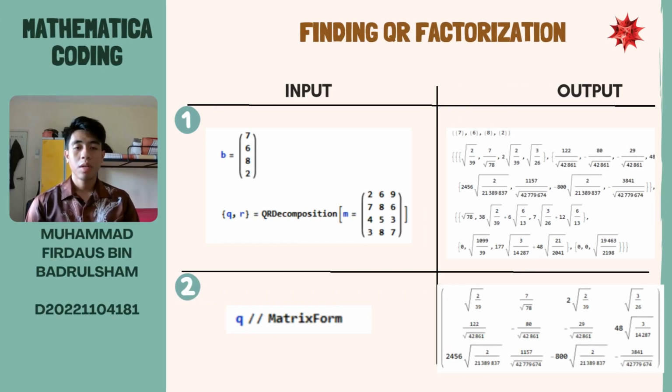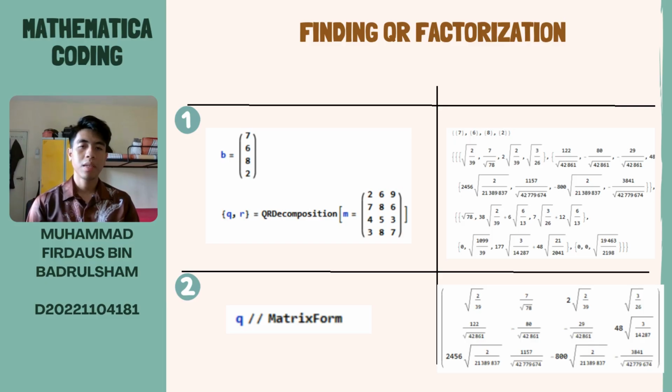Assalamualaikum warahmatullahi wabarakatuh. My name is Muhammad Firas bin Badrusham. So my part is finding the QR factorization. To begin, I define the vector B and the coefficient matrix M. This is an overdetermined system because we have four equations and only three variables, meaning we are looking for a least square solution.